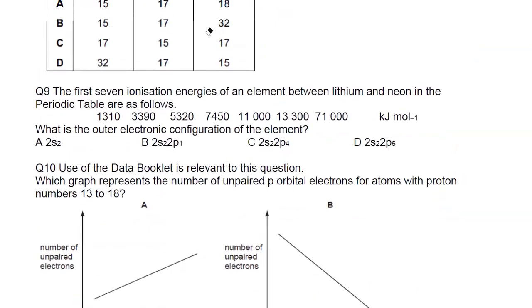Good, correct. The first 7 ionization energies of an element between lithium and neon in the periodic table are as follows. So we have a random element that's between lithium and neon. Okay. They are telling you this is the electronic configuration. This is the ionization energy. They're saying, looking at the ionization energy, what is the outer electronic configuration of the element? First thing is first, looking at the ionization energy, who is going to tell me what group is it in?